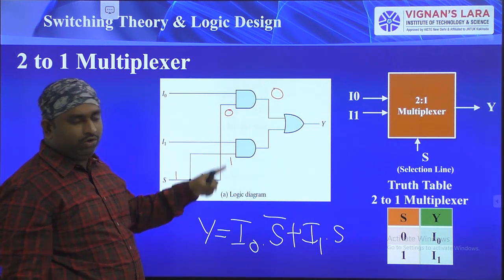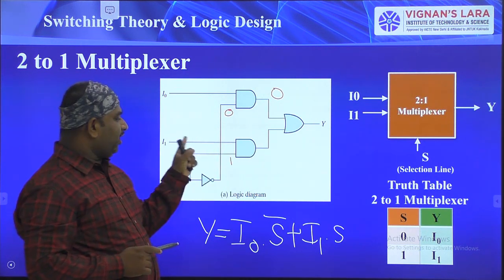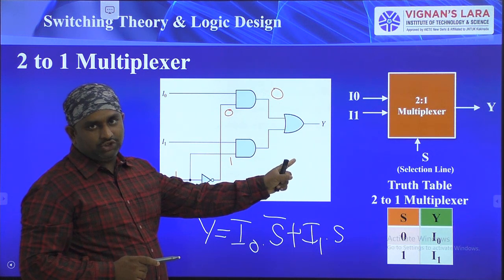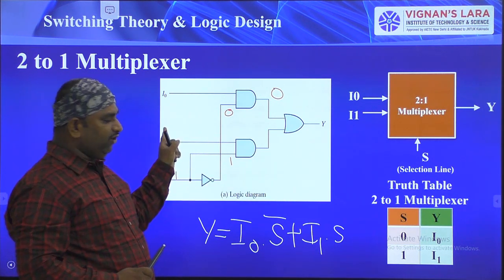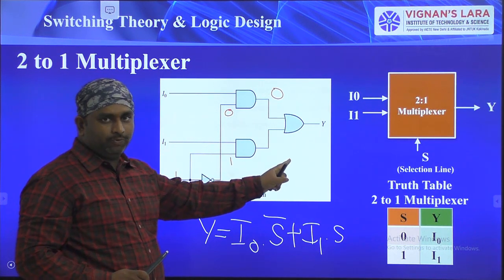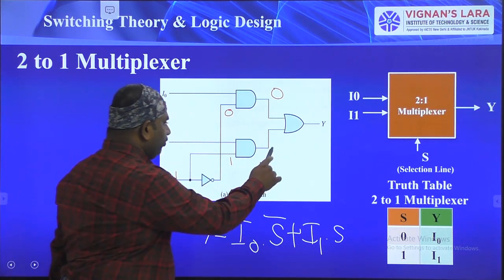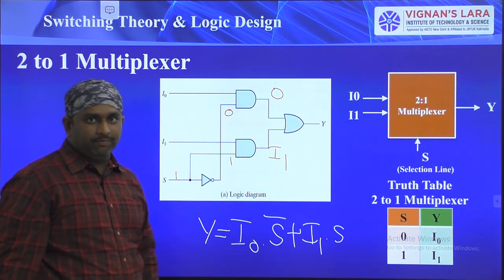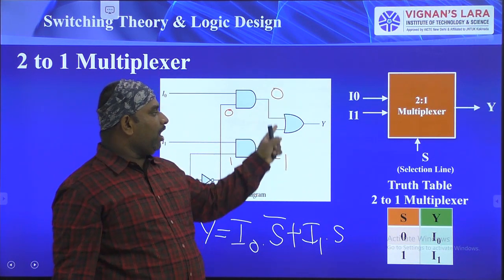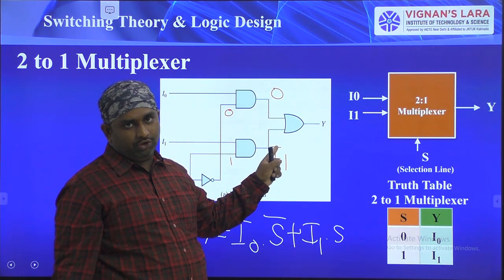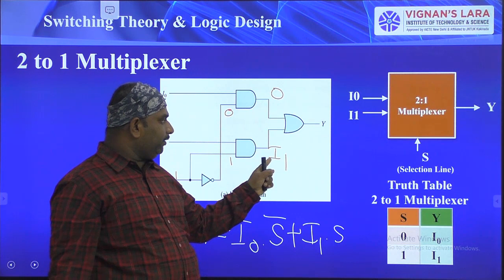If I1 is equal to 1, then here you can get 1. If I1 is equal to 0, you will get here 0. That means if I1 is 0, the output of the AND gate is equal to 0. If I1 is equal to 1, the AND gate output is equal to 1. That means I1 is transmitted to the output. If I1 is equal to 0, then the OR gate is equal to 0, because all the inputs of the OR gate are 0, 0.